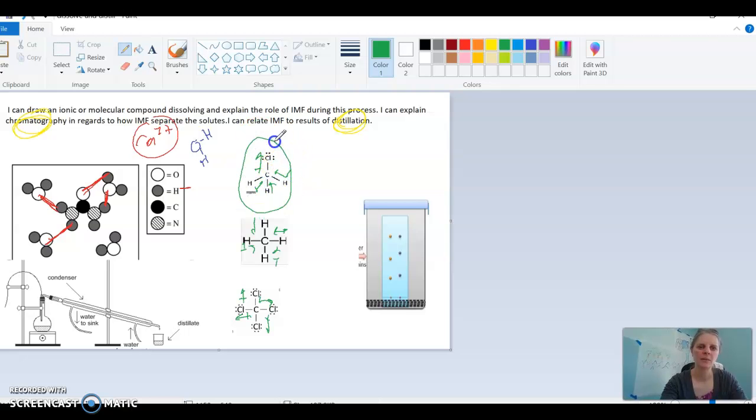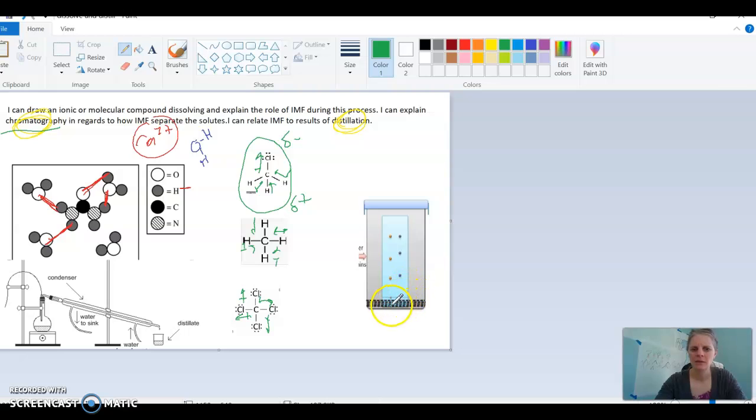So this one has a partial negative side over here and a partial positive side on the bottom. So the only one that would dissolve in water would be this top one. The other two would not dissolve in water because like dissolves like. Now also when we look about that polarity, that can tell us about chromatography.